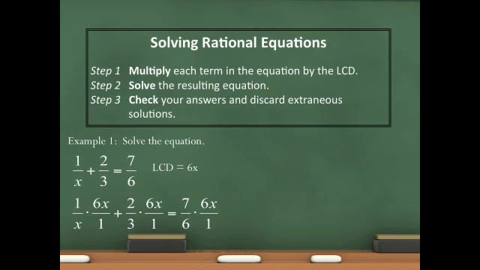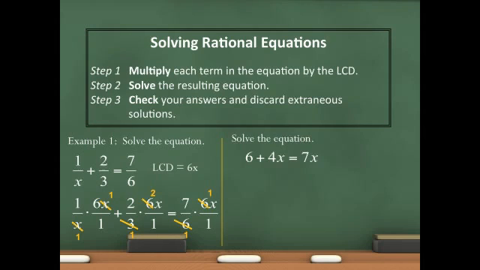Cancel the denominators from each fraction. The x's cancel in the first term. The 3 cancels with the 6 in the second term to leave a 2 in the numerator. On the right side of the equation, the 6's cancel. After canceling all denominators, the resulting equation is 6 plus 4x equals 7x.